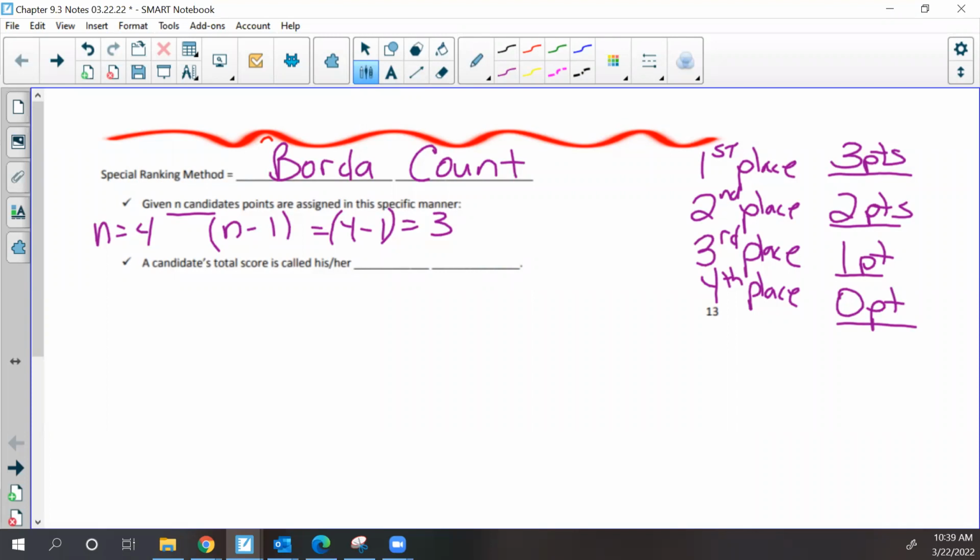So just like rank method, this is a special ranking method system. We add up all these totals. We count how many first place finishes that candidate gets, and then we multiply how many first place finishes by the points that are awarded for first place. In this case, it's 3 points. And then we add up all those tallies for each of the candidates, and their total score is called the Borda score. So Borda count has what's called a Borda score, and that's what all the points added together is.